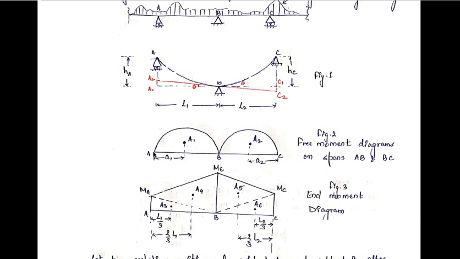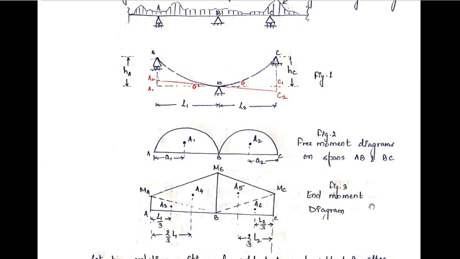Suppose the free moment diagram for AB is something like this. We don't know what kind of loading is being applied. So suppose the shape of the free moment diagram due to the load between AB is like this, and suppose the shape of the bending moment diagram between B and C is like this. Suppose the area of the bending moment diagram between A and B is capital A1, and the distance of the point of action of A1 from the left support is small a1, and the distance of the point of action of A2 from the C support is small a2. So this is your free moment diagram.